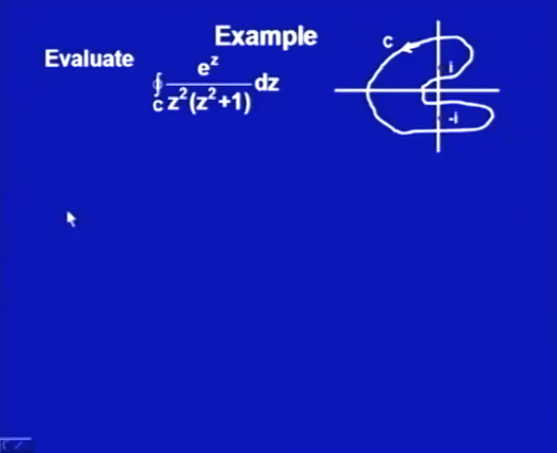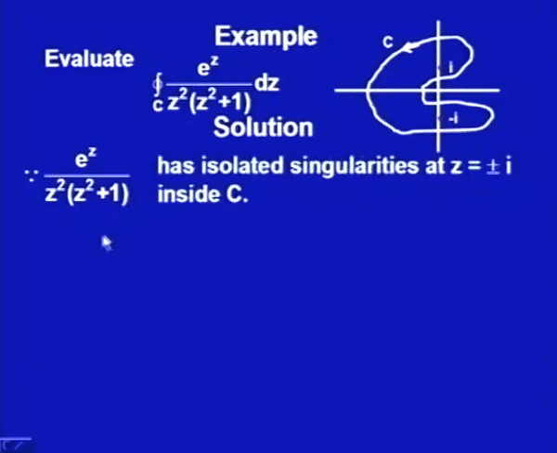So, let us use, and we find that the function given here is e to the power z upon z square into z square plus 1. Simply, it would have singularities at certain points. e to the power z is an entire function, but in the denominator we have z square and z square plus 1. So, it would have singularities at z equal to 0 and z equal to plus minus i.